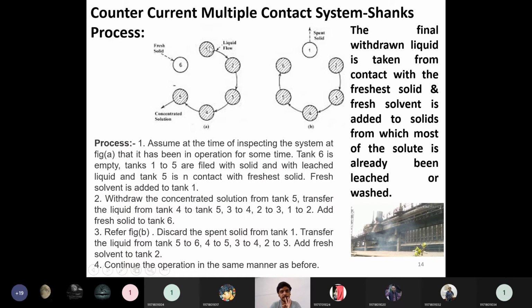Just 1 second. It's a suitable example, I have to say. t equals 0.